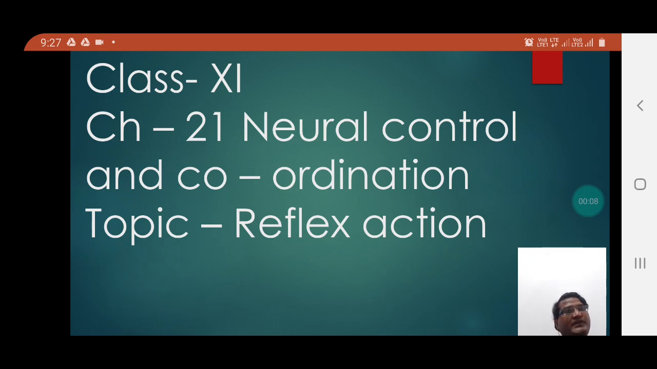Today we are going to study the topic reflex action from chapter 21, neural control and coordination.